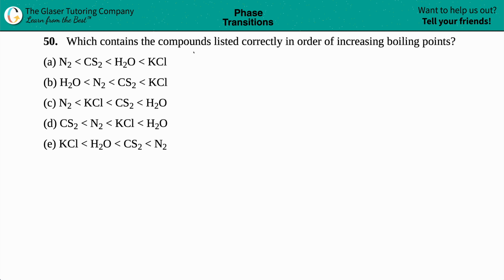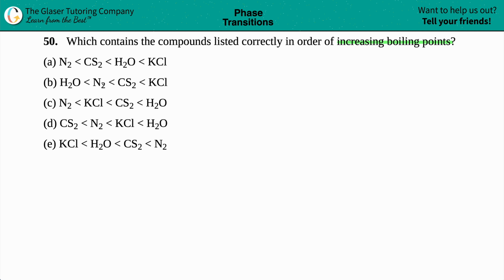50, which contains the compounds listed correctly in order of increasing boiling points. And then we have 5 choices here. Ooh, so this is like a multiple choice question. Okay, so maybe I can give you some tips as to how to do ranking questions with multiple choice. Now, the first thing is that when they're talking about increasing boiling points, just look over the compounds that they're talking to you about.